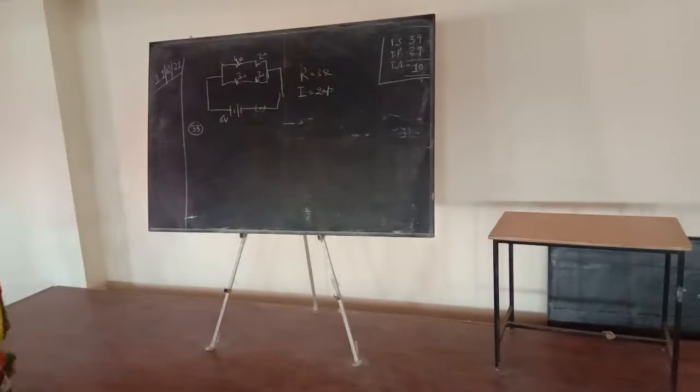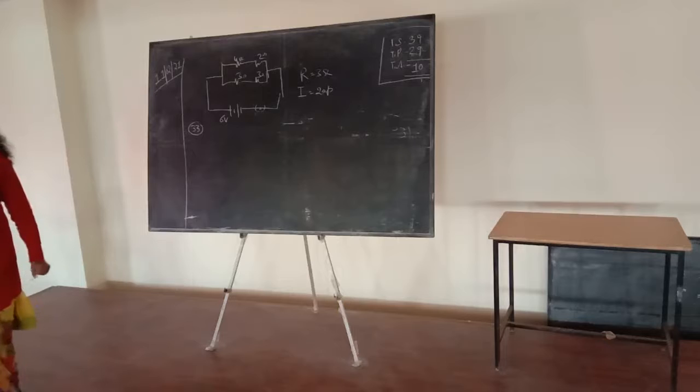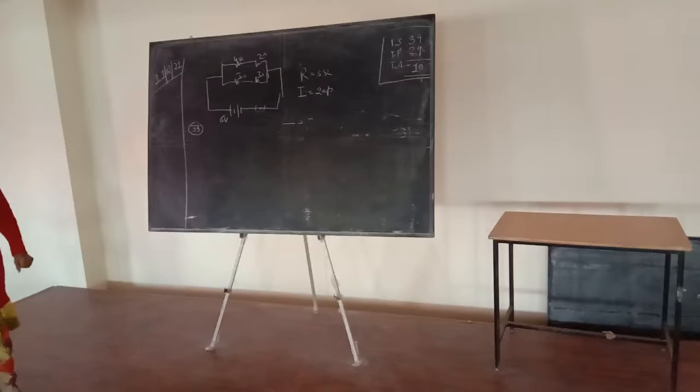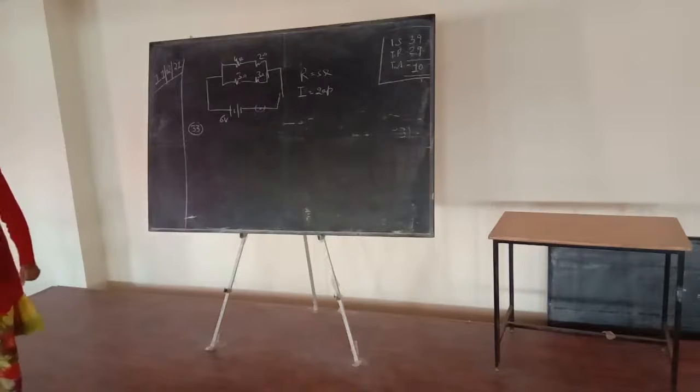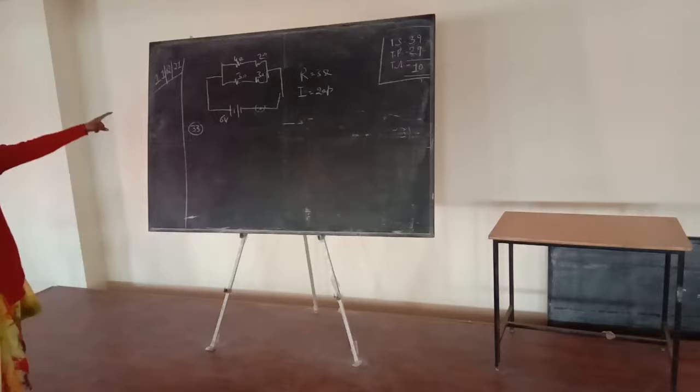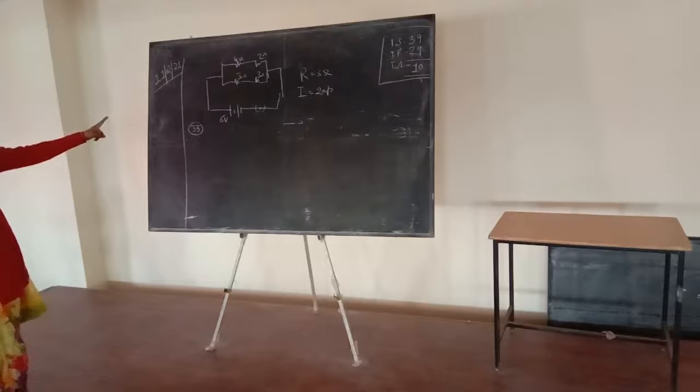Where is Lakshya? Yes. How can you find the potential difference of 4 ohm? Ohm's law. According to Ohm's law, we know that V is equal to I into R. Do you know the value of I in the 4 ohm resistor wire? You don't know the value. So how can you find the potential difference?